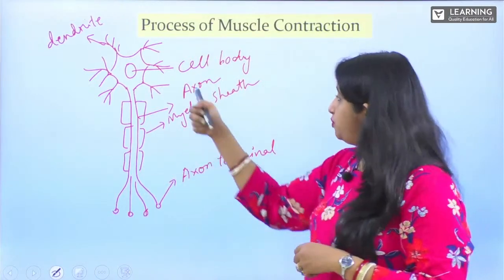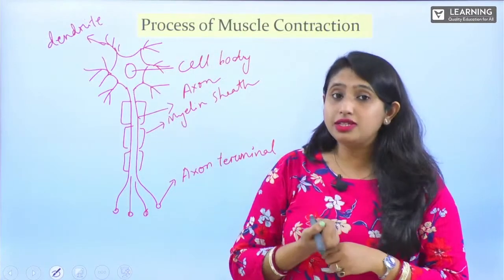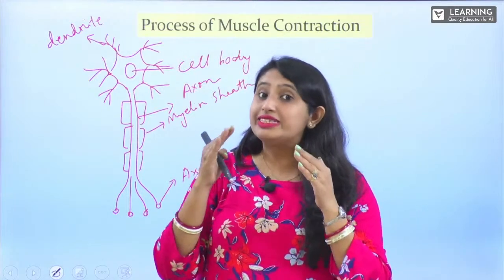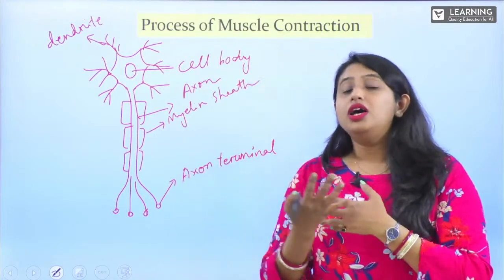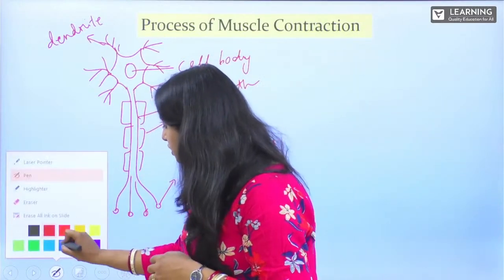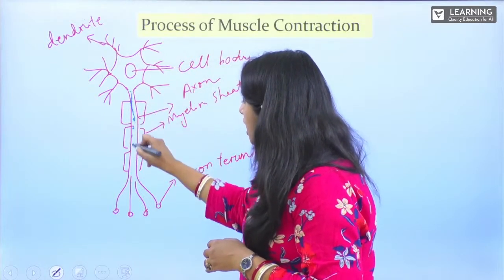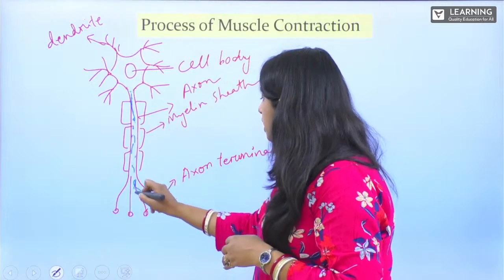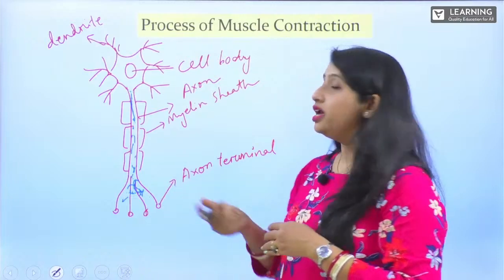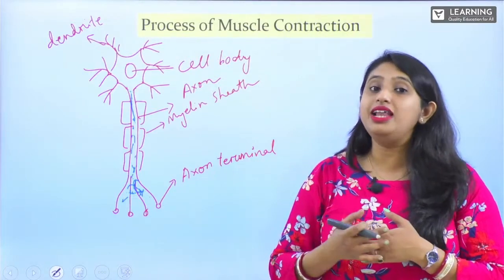So this is the diagram of nerve cells. The nerve cells are going to send signals, right? So how do they send signals? Let me take a different color. They will be sending signals from here through the axon, and it will be transmitted through the axon terminal. These signals are in the form of neurotransmitters that are known as acetylcholine.